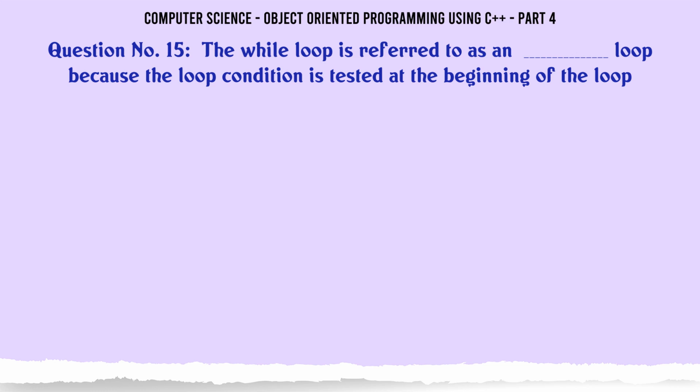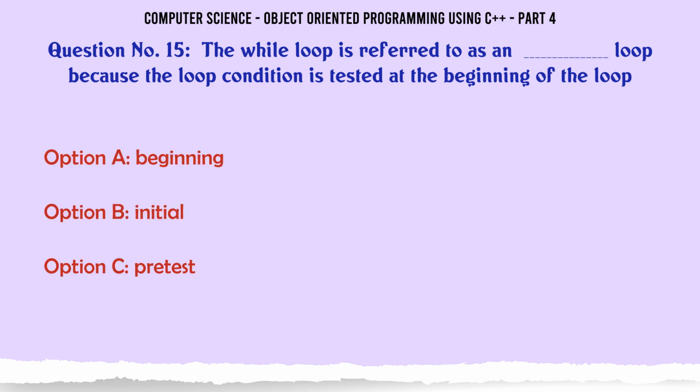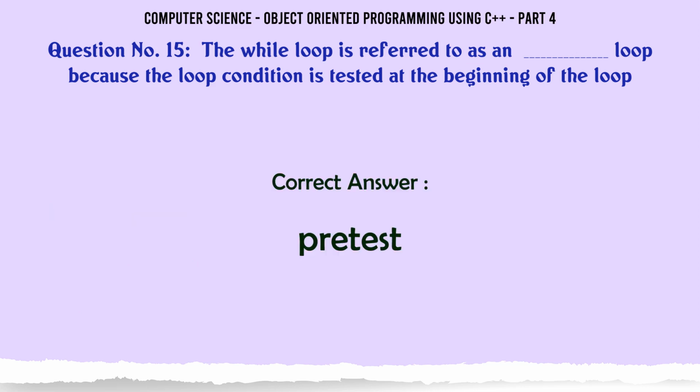The while loop is referred to as an loop because the loop condition is tested at the beginning of the loop. A. Beginning, B. Initial, C. Pretest, D. Priming. The correct answer is pretest.